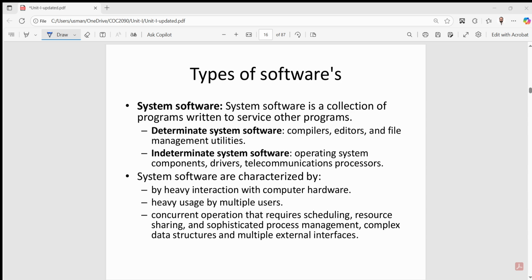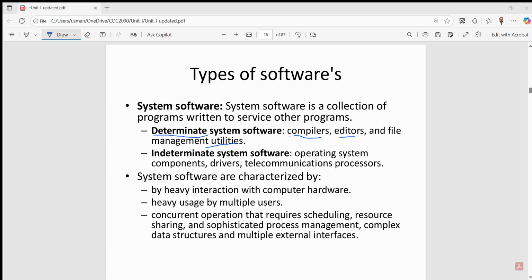There are two types of system software. One is called determinate system software, and the other is called indeterminate system software. In determinate system software, you actually have compilers, editors, file management utilities. They are called determinate. Why is the word determinate used here? Because we can determine the next stage. A compiler means it will compile. If we miss out our syntax, if it doesn't know a symbol, doesn't know a keyword, it will stop. So that's what I mean by determinate.